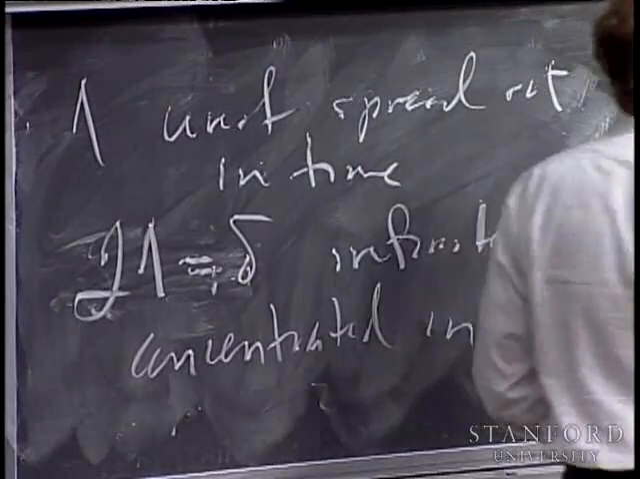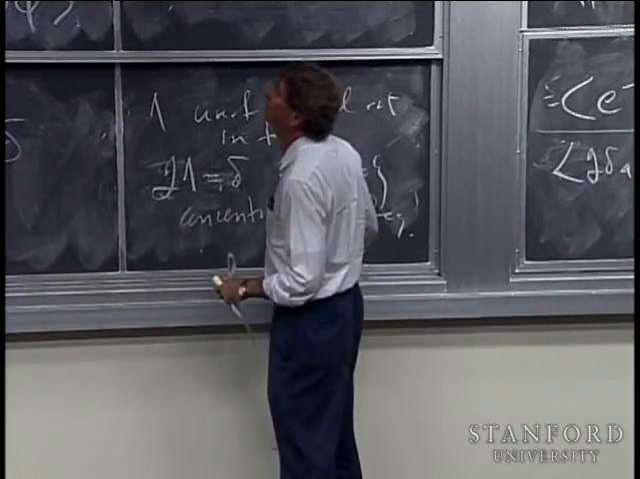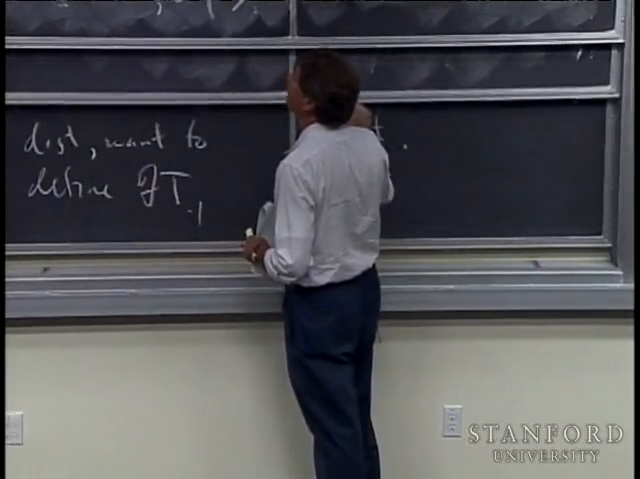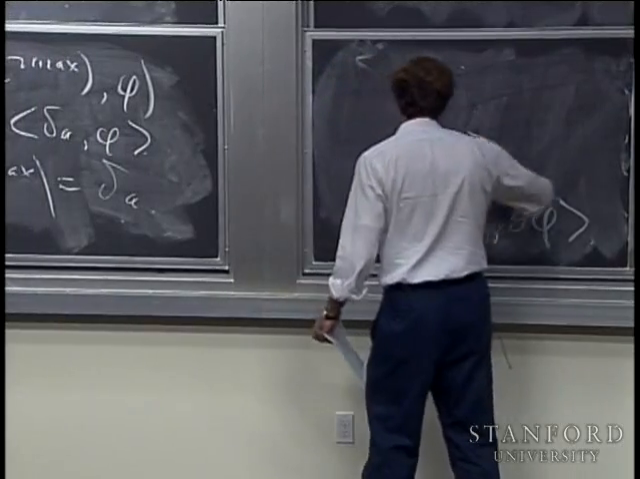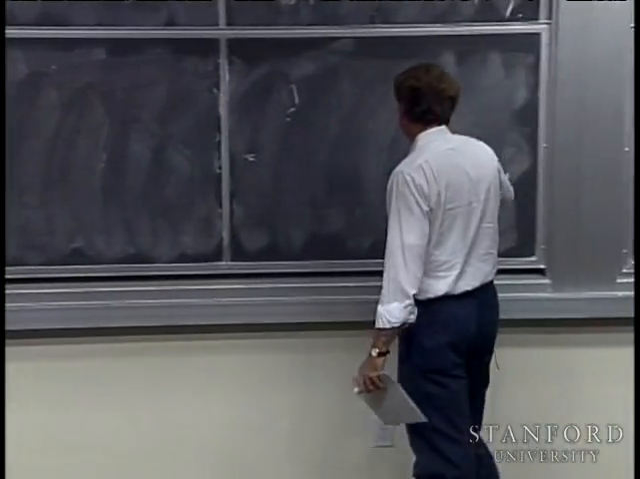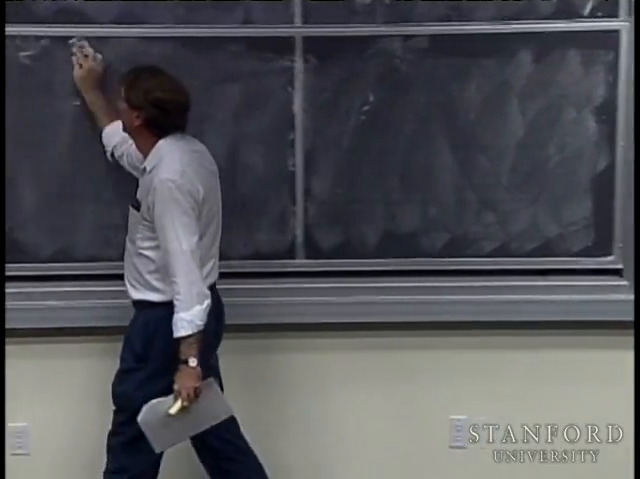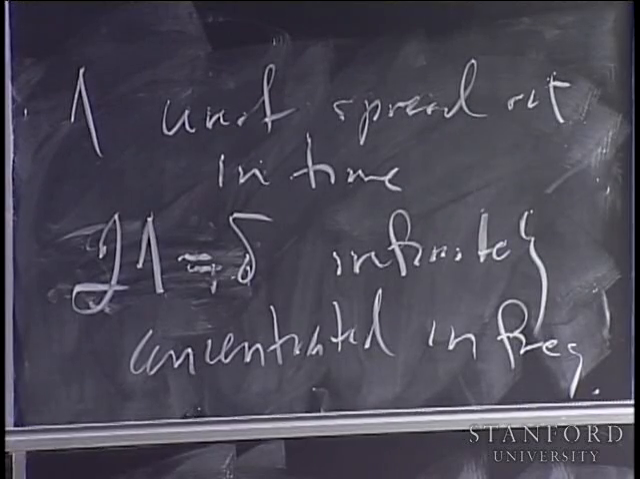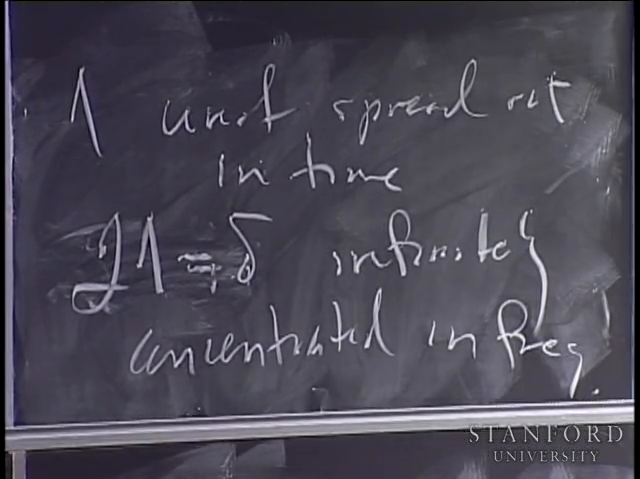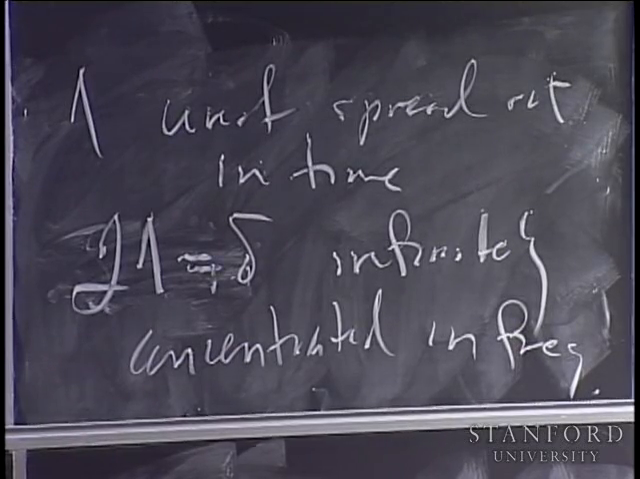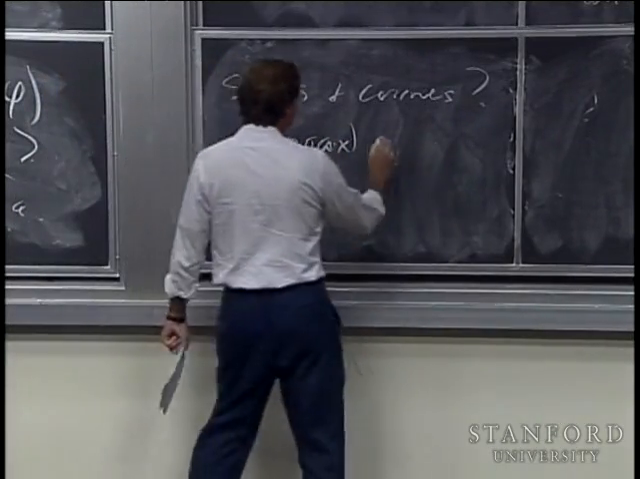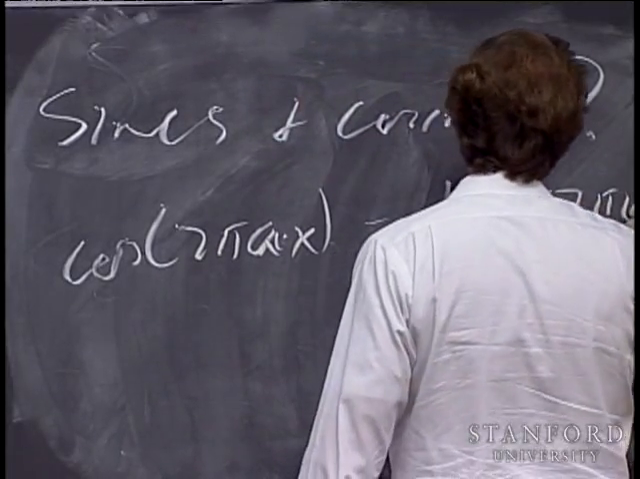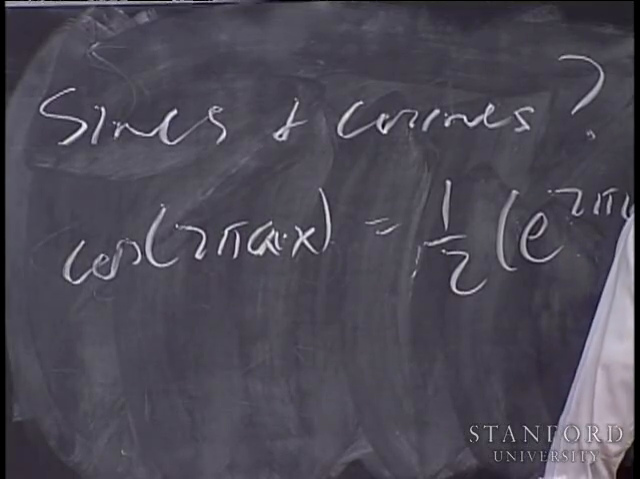A couple more. Sines and cosines do not have classical Fourier transforms, but they have generalized Fourier transforms because sines and cosines make sense as distributions. For instance, cosine of 2 pi ax. I'll stick with the scaling by a. That's easy to do because that's 1/2 times e to the 2 pi i ax plus e to the minus 2 pi i ax.